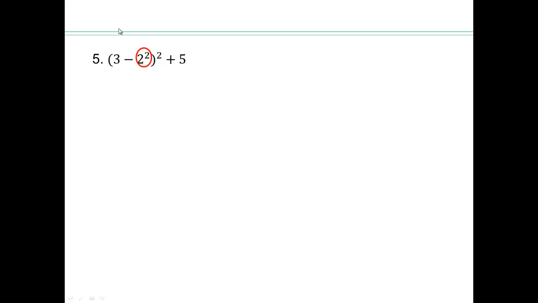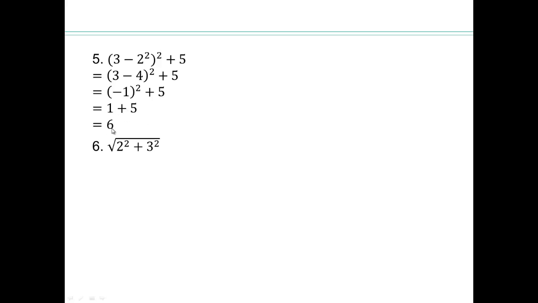Remember, parentheses first. So we're going to have to evaluate the parentheses first. In the parentheses, reading left to right, exponents first. So 2 squared, I'm going to evaluate first. So that'll be 3 minus 4 bracket squared plus 5. Parentheses first will give you negative 1 squared plus 5. Negative 1 squared will give me 1. And 1 plus 5 is 6.